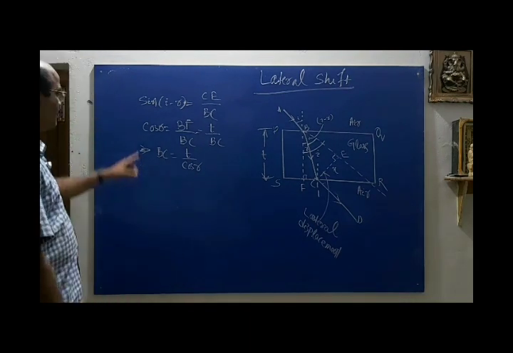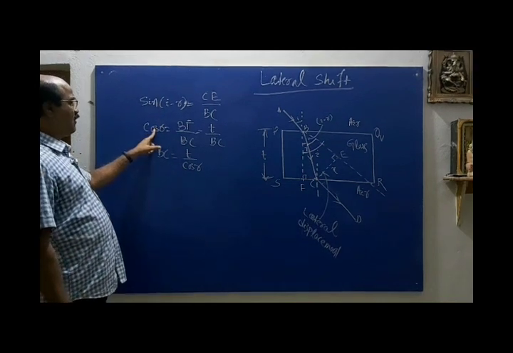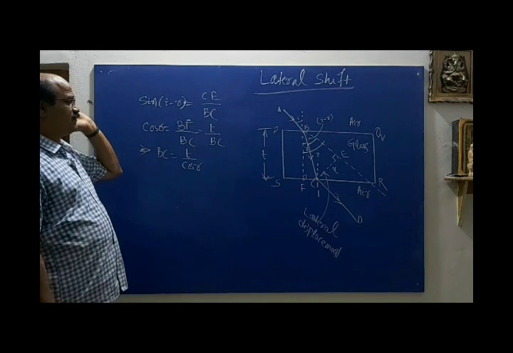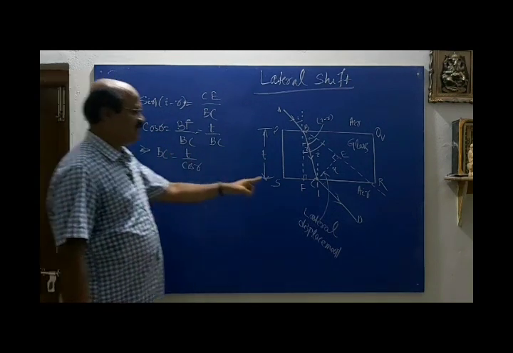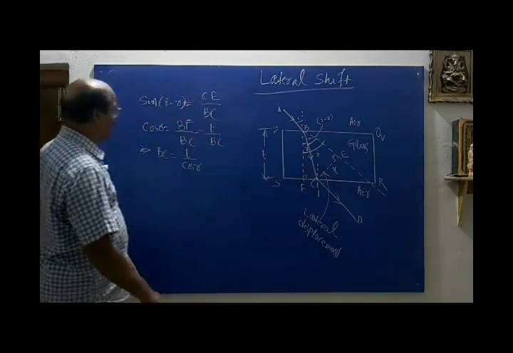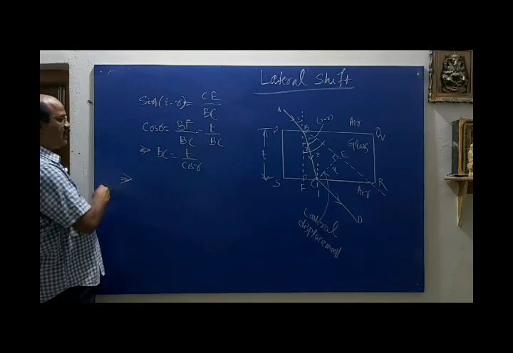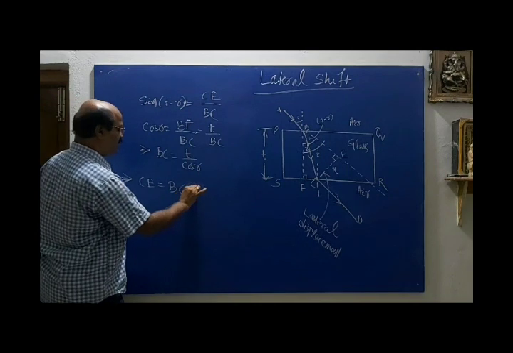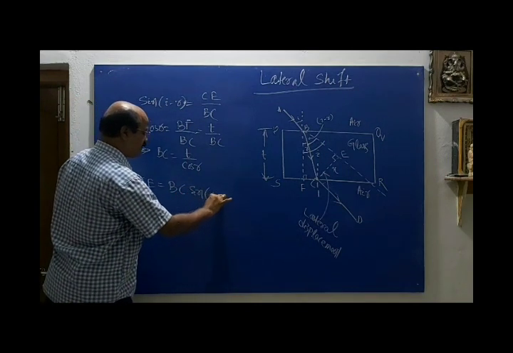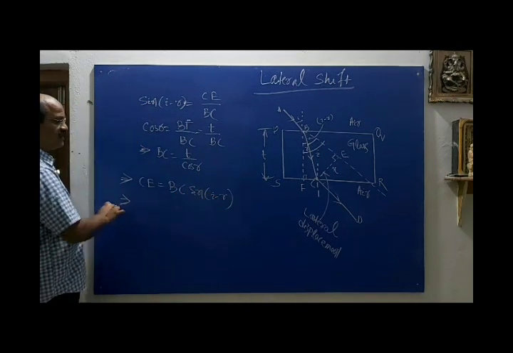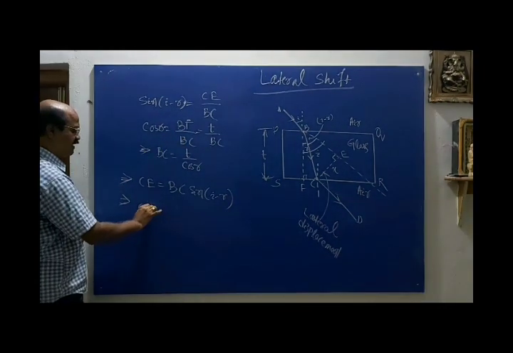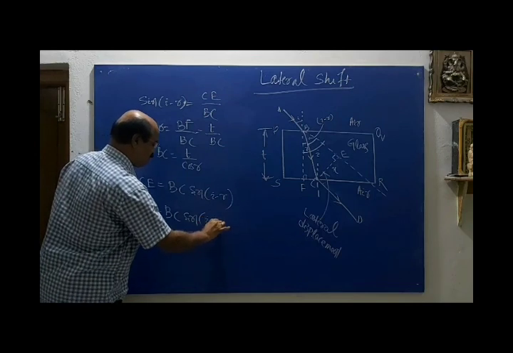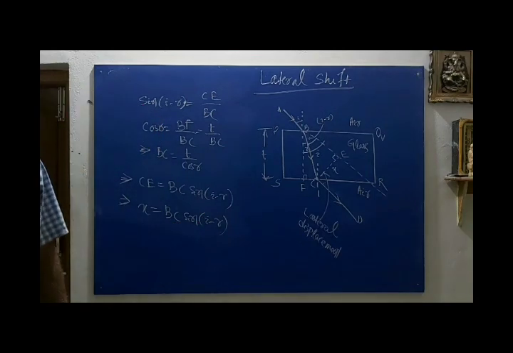Again we see, from this equation, sin i minus r equal to CE by BC. What is CE? That is x. That implies CE equal to BC sin i minus r. That implies x equal to BC sin i minus r. Okay?